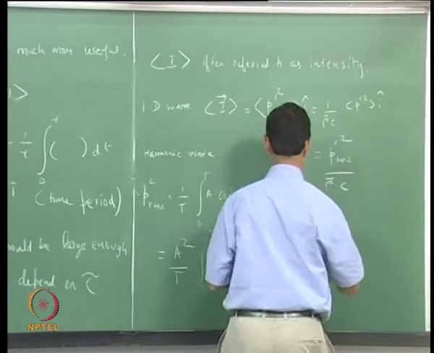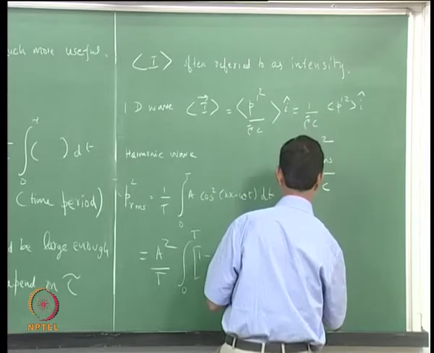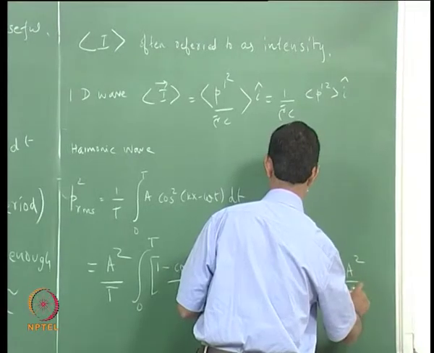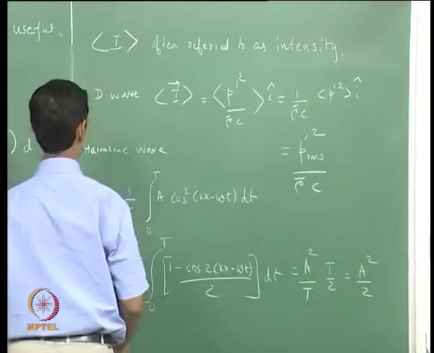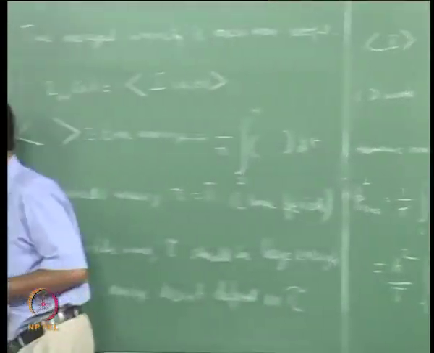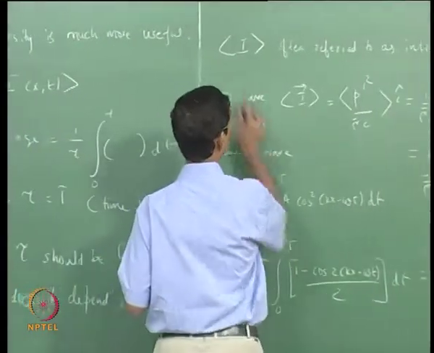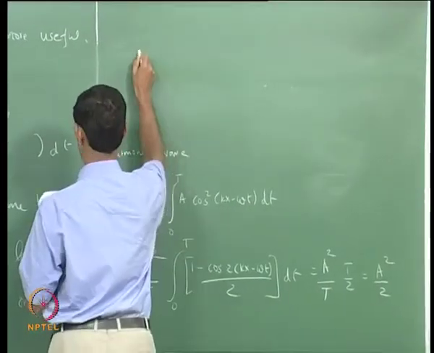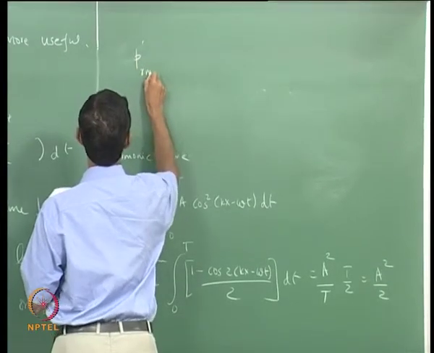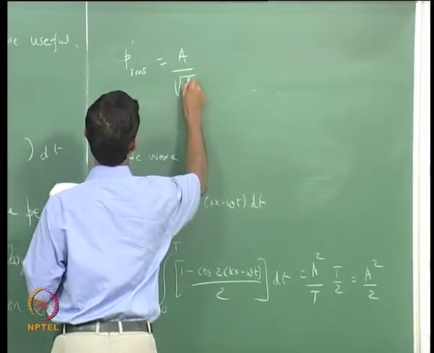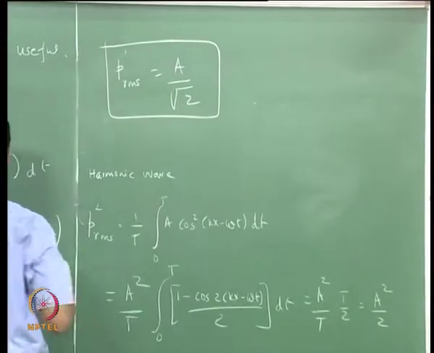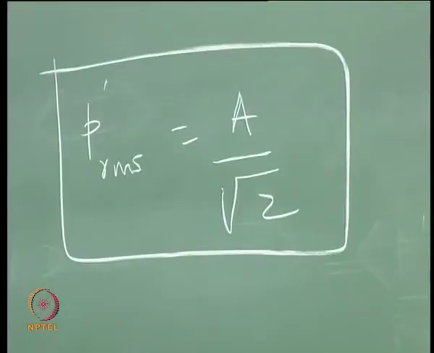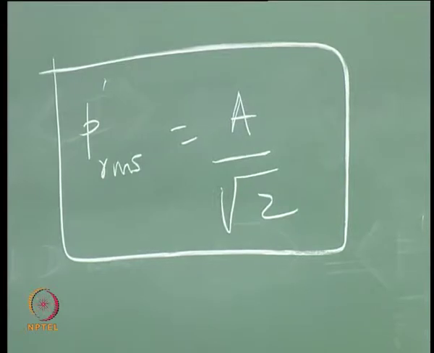So this would be equal to A squared over T multiplied by T over 2, which is A squared over 2. So P RMS would be A over root 2. This is a very simple result we can get for harmonic waves. I think you knew all of this from high school, but we are just doing it for the sake of completeness.